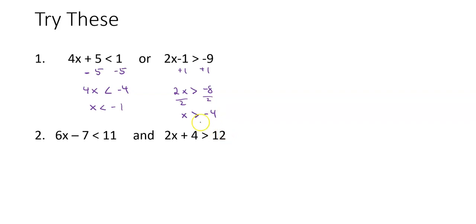So less than negative 1 or greater than negative 4. Negative 4, remember, is down here. Negative 1 is up here. 0 is over there. Let's plot these.